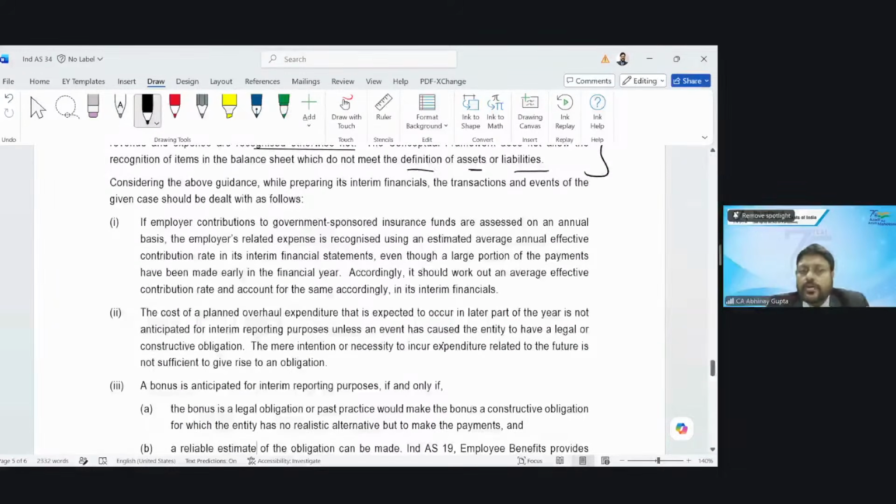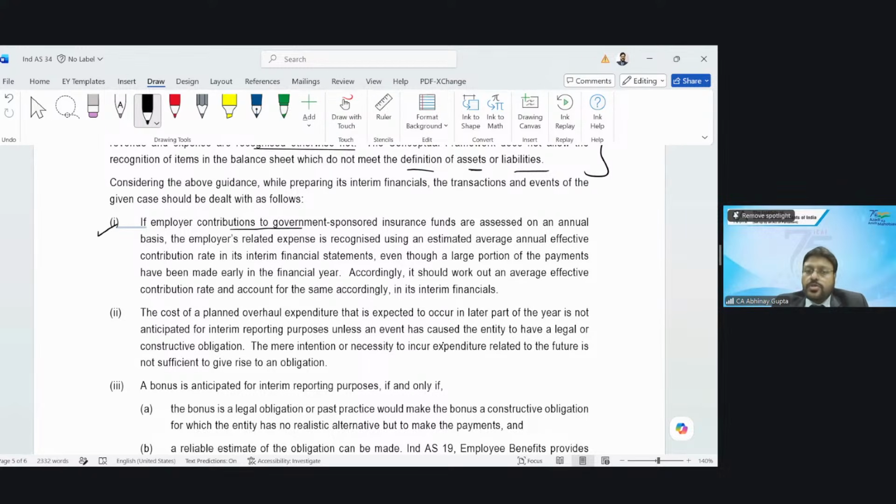I'm not saying you need to write unnecessarily long paras and waste your crucial examination time, but at least try to support within a line or two lines, right? Now, considering the above guidance, let's talk about each of the case.